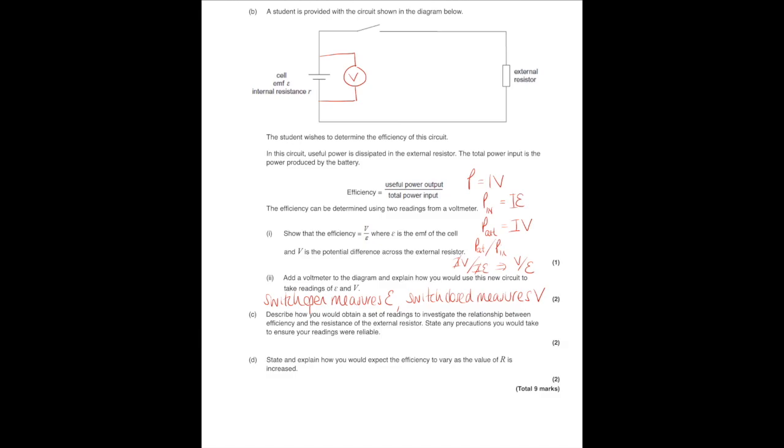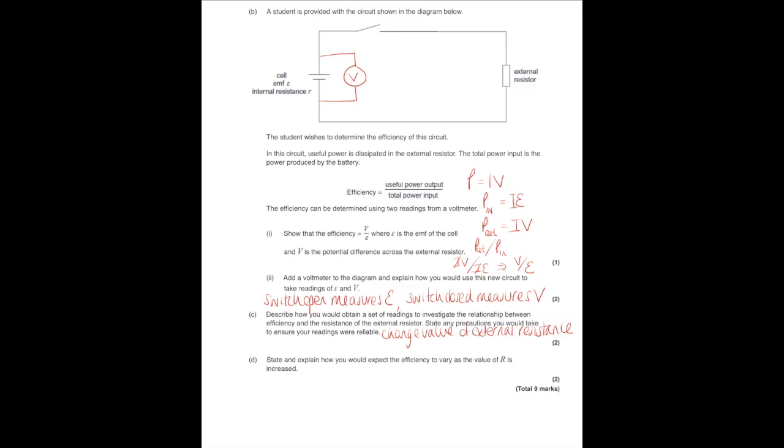Describe how you would obtain a set of readings. Several of you managed to pull something out here. The key thing was, what would you need to do? In order to do this, you needed to use a variety of values for external resistance. So you needed to change the value of your external resistance for several different values. So change your value for external resistance.